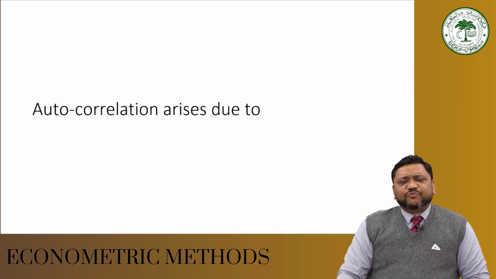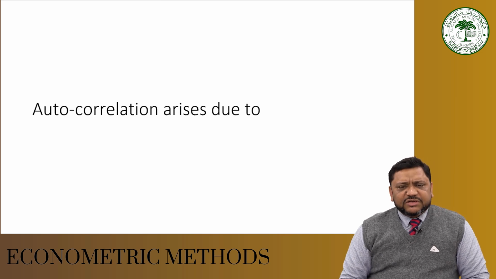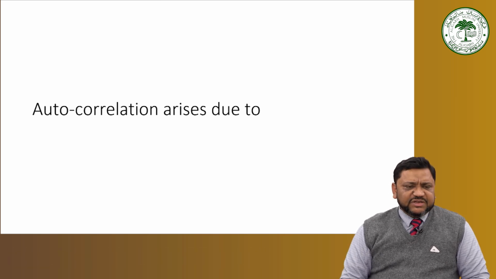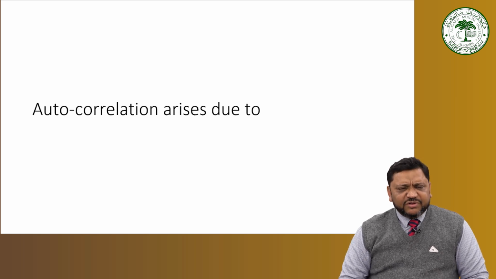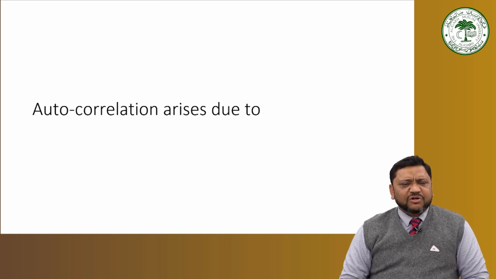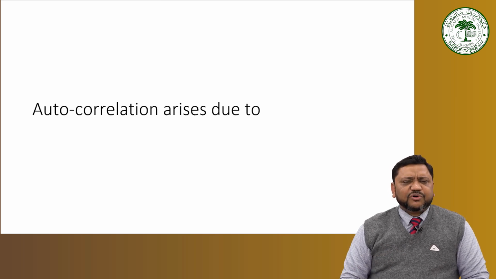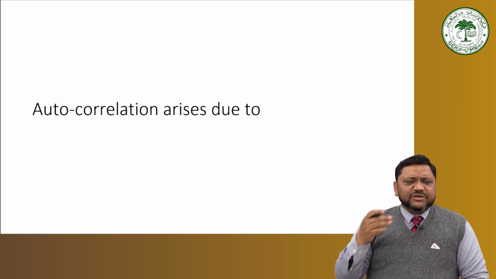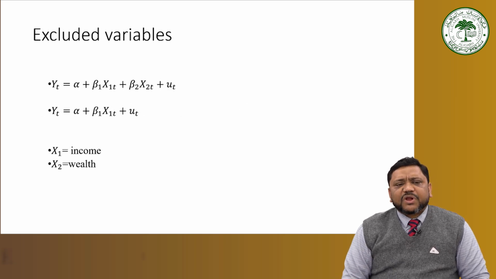Now let us see why this problem happens. Before that, this is more common in time series data, where the data is ordered over time. Normally when we are working with things like GDP, we have data from 1960 till 2022 or 23. So over the years, when we have data in the time series format, it is likely that we will be facing this issue.